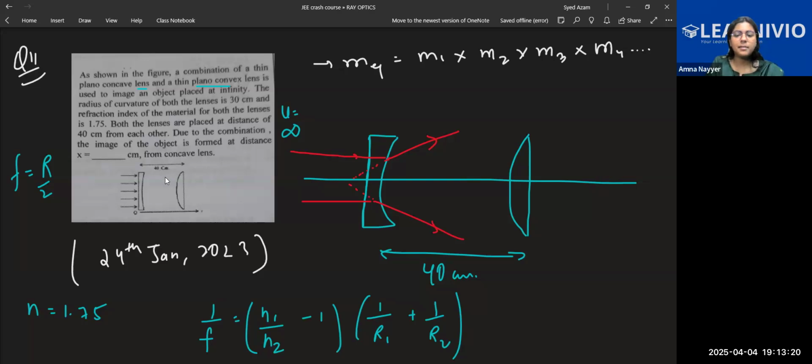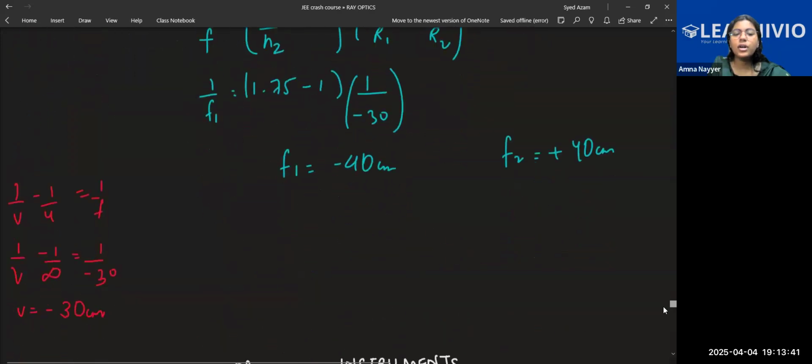Now the question says, see, these parallel rays were coming. They have been refracted by the first one, right? So you are getting the image one. Let's say you are getting the image one somewhere here. Now this says, what's the focus? Focus is 40, right? So focus is 40.